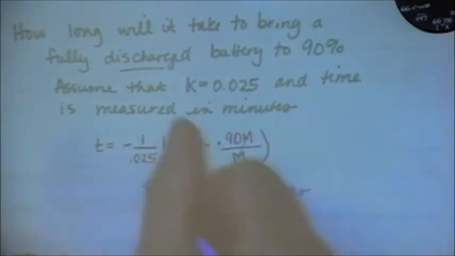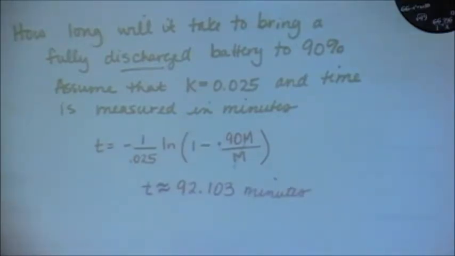I got approximately 92.103 minutes, because I rounded. I'm sure they probably would ask you to round to the whole minute, I'm guessing. I don't know, but I bet. Just pay attention to what they ask for, so they don't count it wrong because you rounded wrong.